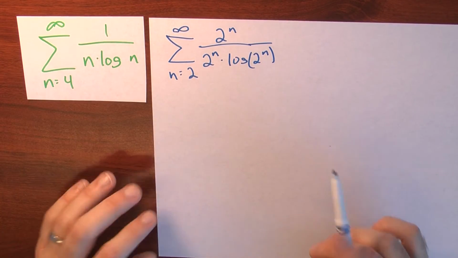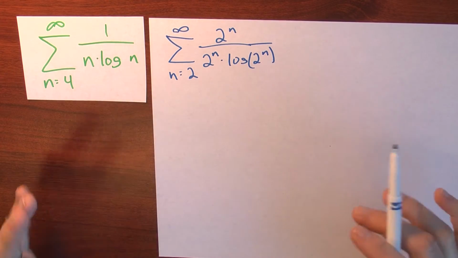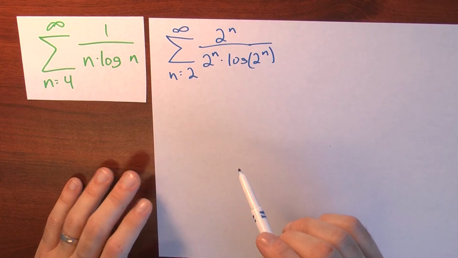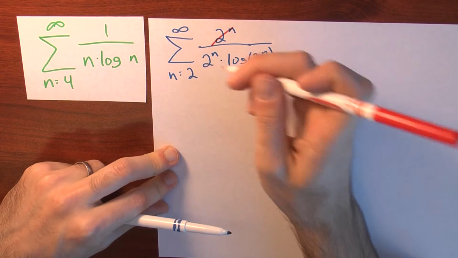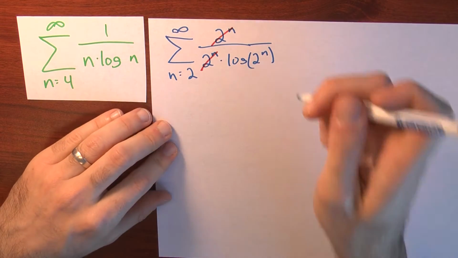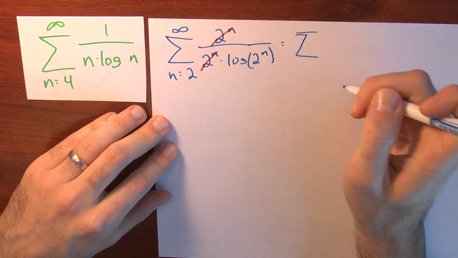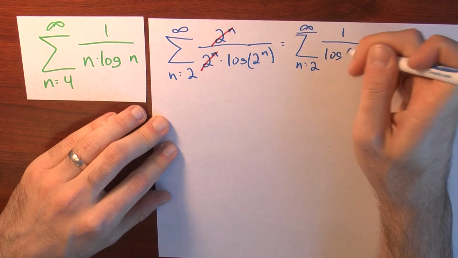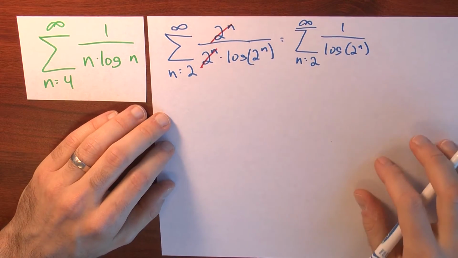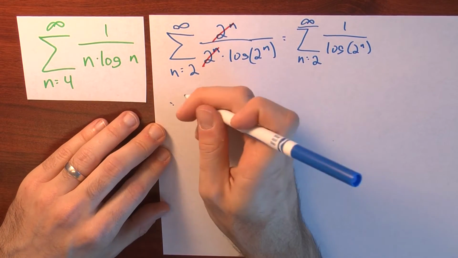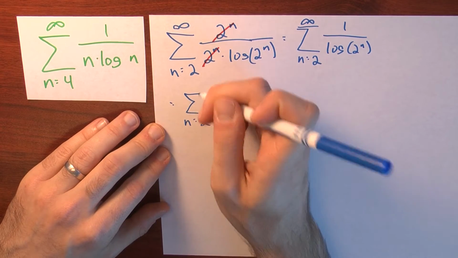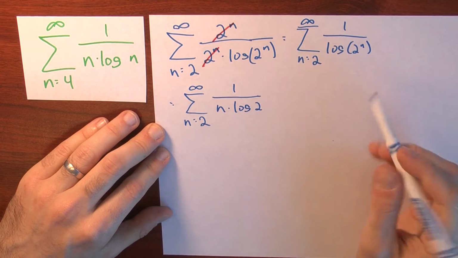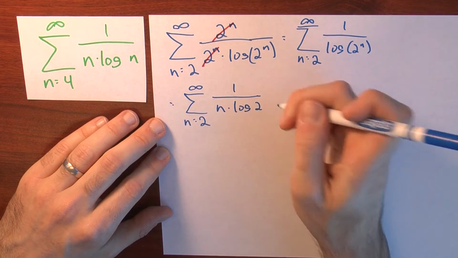Cauchy condensation tells me that these two series share the same fate. They either both converge or both diverge. So it's enough to figure out what's going on with this series. Oh, and look, I've got a 2 to the n in the numerator and a 2 to the n in the denominator, so I can cancel those, and I can rewrite this as the sum, n goes from 2 to infinity, of just 1 over log 2 to the n. Now I can use properties of logs to simplify this. This is the sum, n goes from 2 to infinity, of 1 over n times log 2. That's just because log 2 to the n is n times log 2.